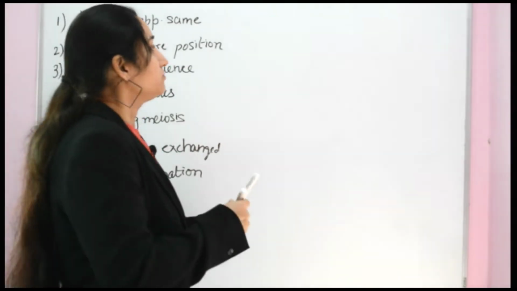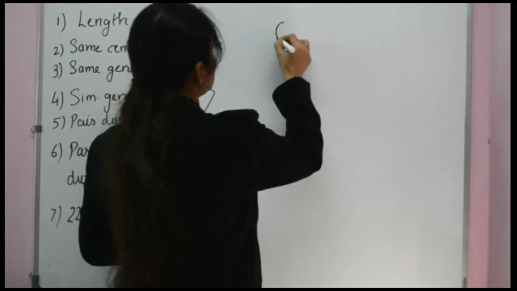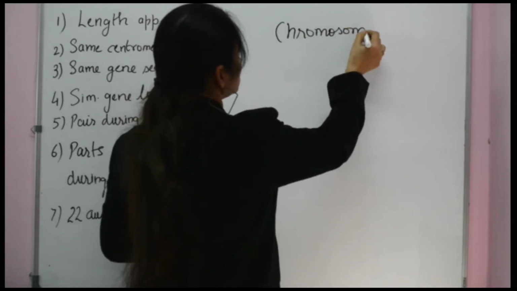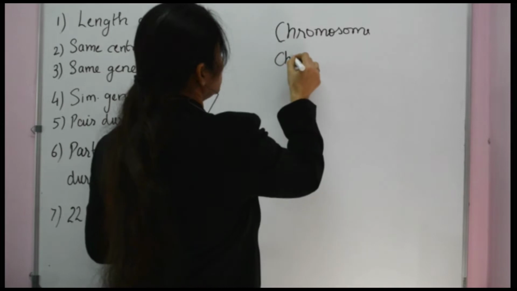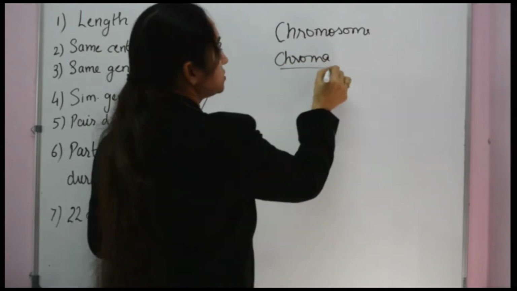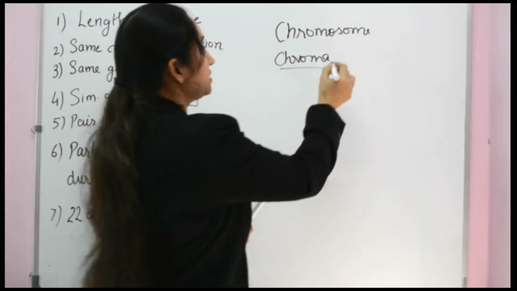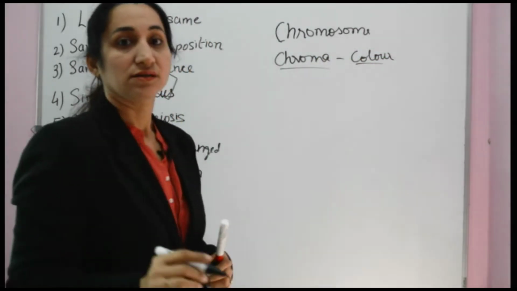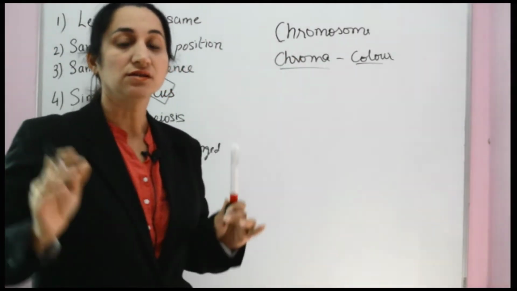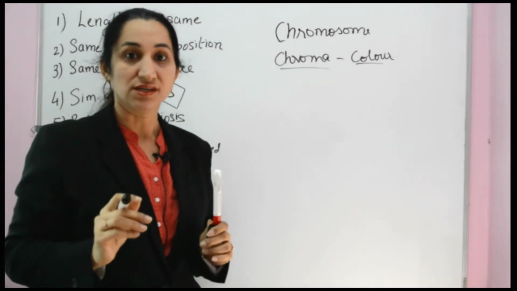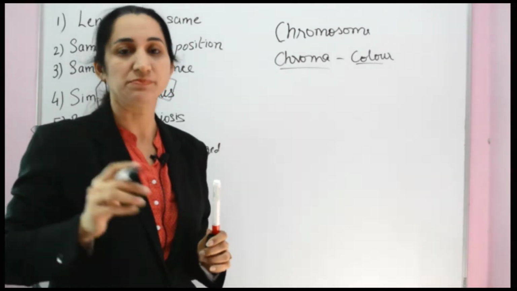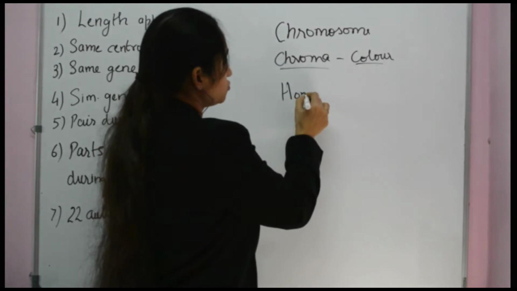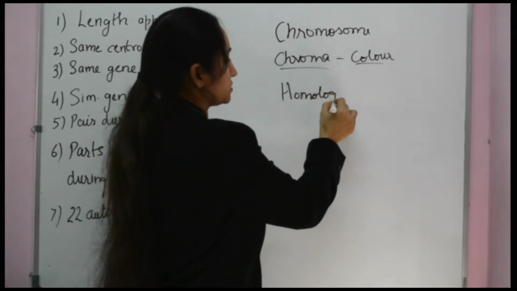You know that the word chromosome is actually based on a word chroma. What does this chroma mean? Chroma is a color, right? Now why color? Because chromosomes are long thread-like structures that have a special affinity towards basic dyes. Okay. Now what about homologous chromosomes and non-homologous chromosomes?